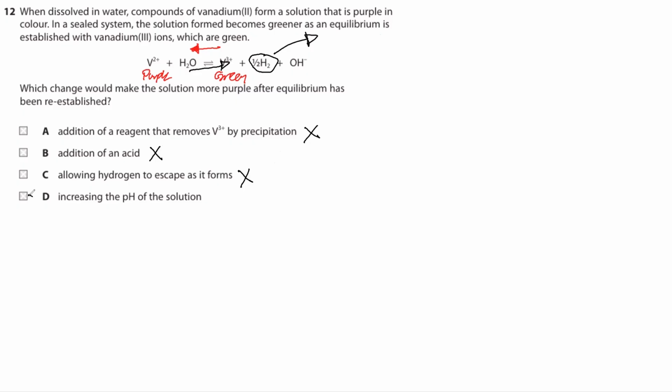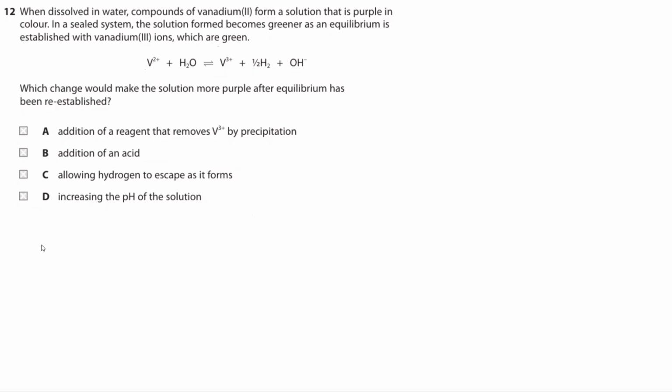then the answer is D. Let's say increasing the pH of the solution. If I increase the pH of the solution, more pH means more OH minus ion. More OH minus ion means the system will try to decrease the OH minus ion. How to decrease the OH minus ion? Shifting the equilibrium towards left hand side, giving you more purple color. So therefore the answer for our question is answer D.